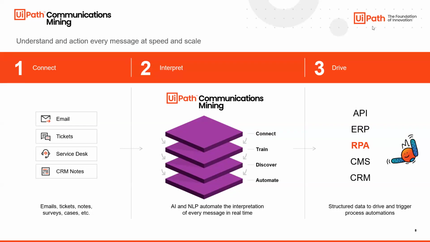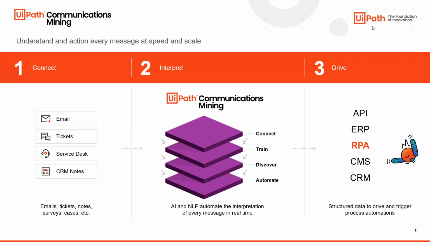Now, once you have the data set, you can go ahead and connect it to specific email or tickets or service desk or CRM nodes or anything else. And you can start the training. Now, training would have multiple phases. It depends what you want to train. If you want to train the labels, or the entities, or both, you can do that in that web portal itself.